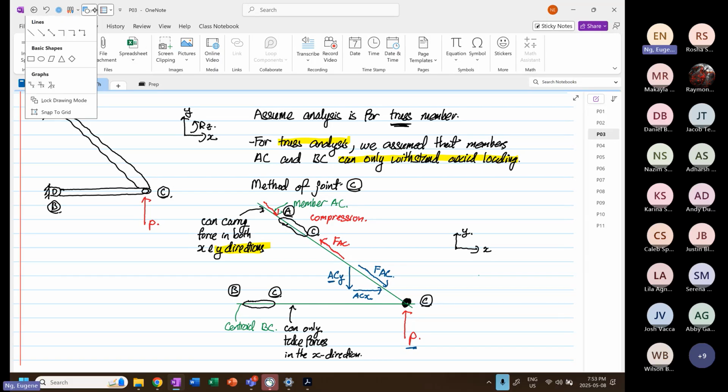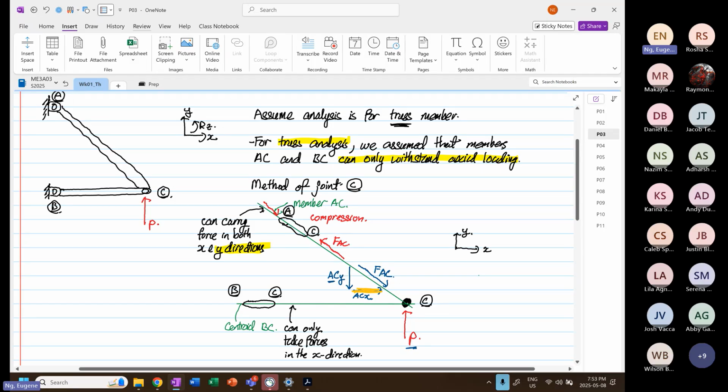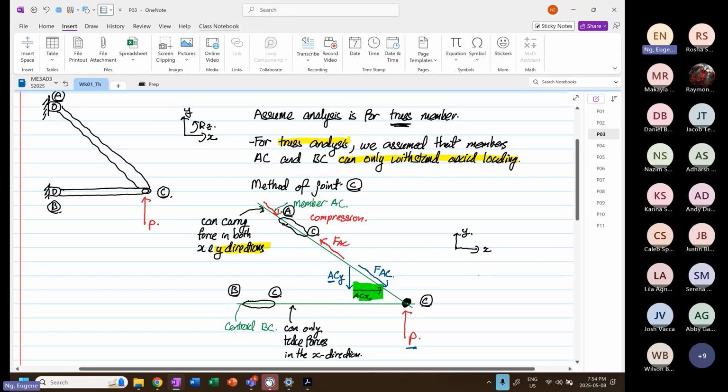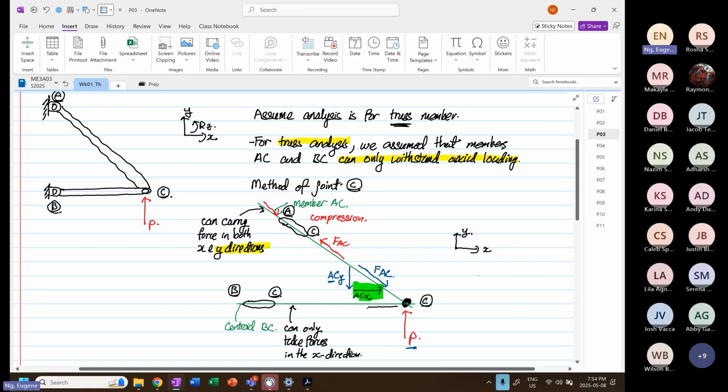Now, BC is also taking load. BC is taking load because of ACX. Because now we have an ACX, without BC, ACX will push point C towards the right. Yes or no? In order to counter that, you need BCX. The BCX is going towards the left to counter ACX. Then you apply Newton's third law, action equal to reaction. This is your FBC.